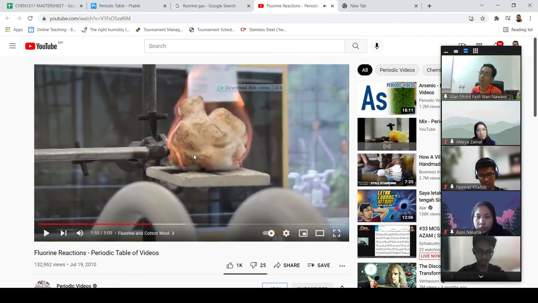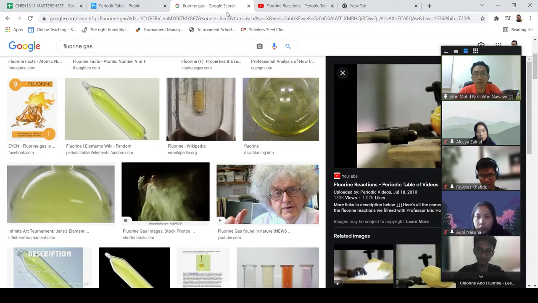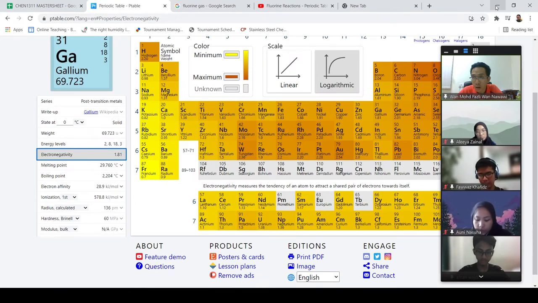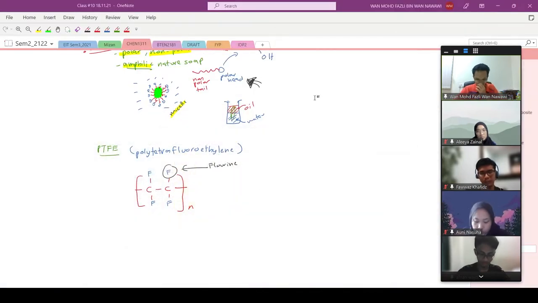So that's when we talk about reactivity. So that's what it means. When you see something like combustion happen, it means that it is so reactive. So that's something about fluorine. Okay, now. So we know that fluorine is very reactive.